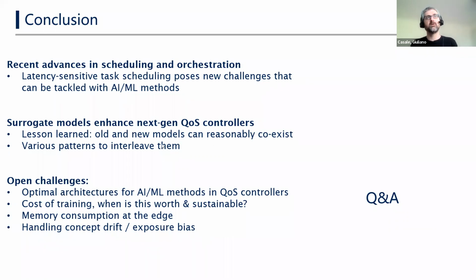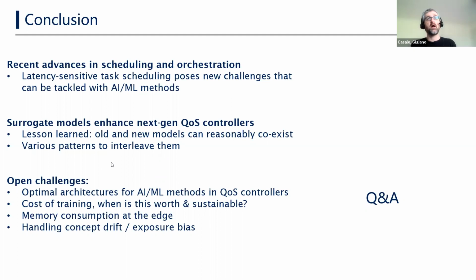So to recap on this section, we have learned that the AI machine learning methods offer a new way to tackle scheduling problems when there are latency sensitive workloads.